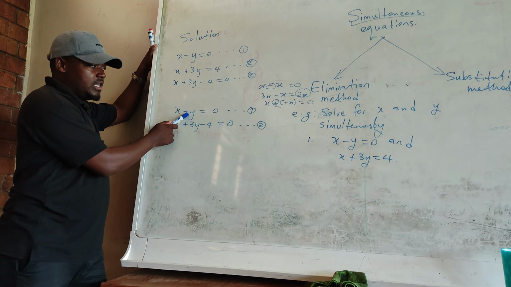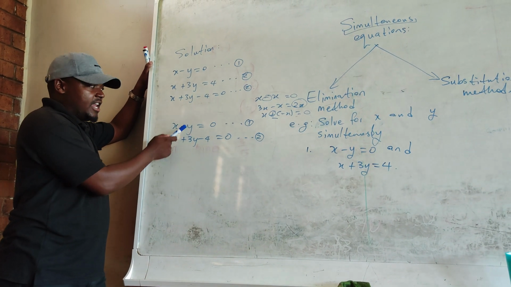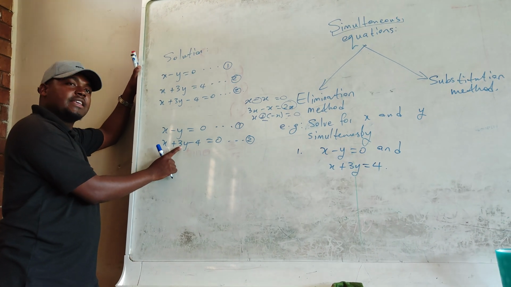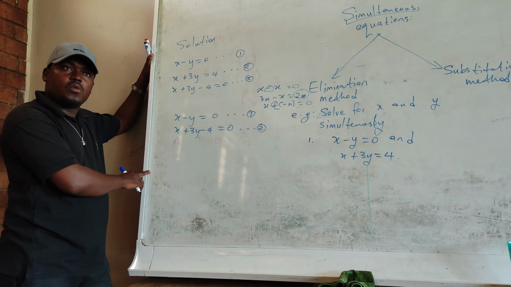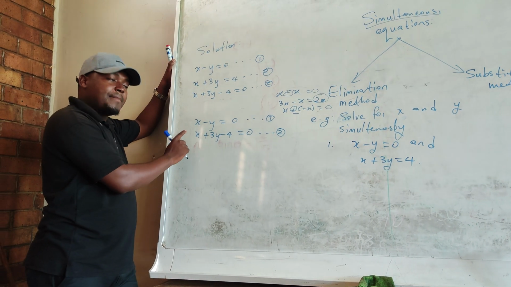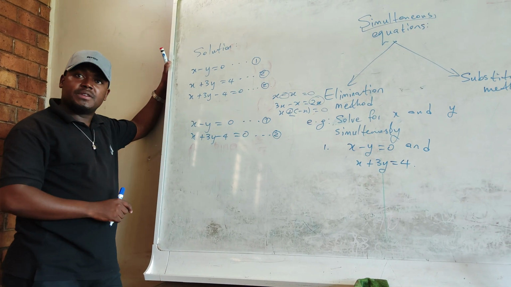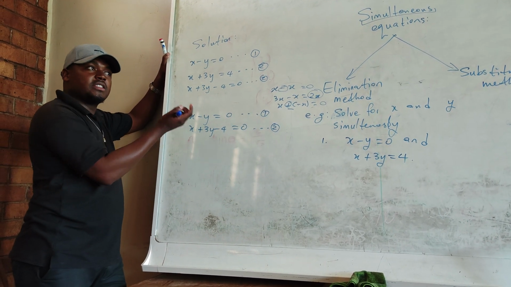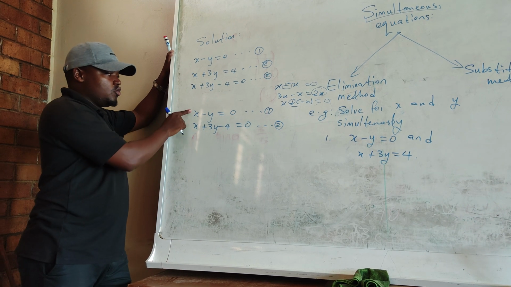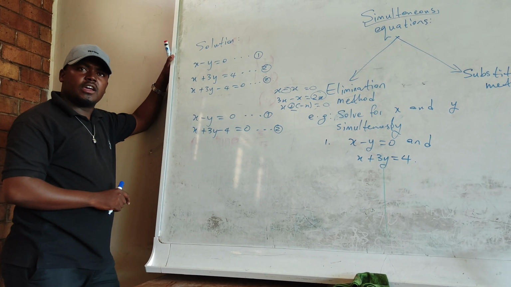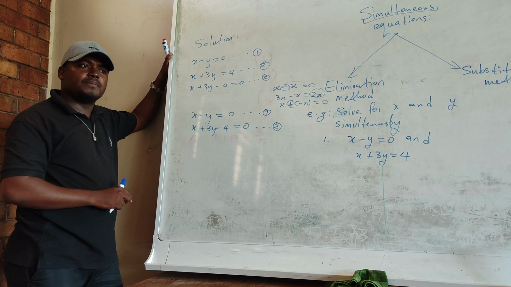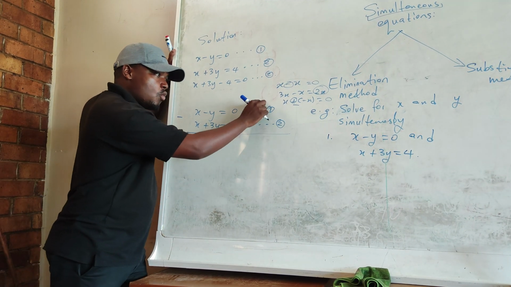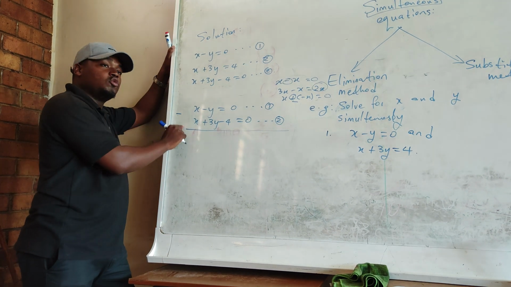Let us look at y. Can I get rid of it? If I say negative y plus 3y, it will never give me 0. If I say negative y minus 3y, it will never give me 0. That means y is not really eliminatable here, or else I will have to manipulate the equation. But when you look at x, I can eliminate it by subtracting. I subtract the two equations, equation 1 minus equation 2.